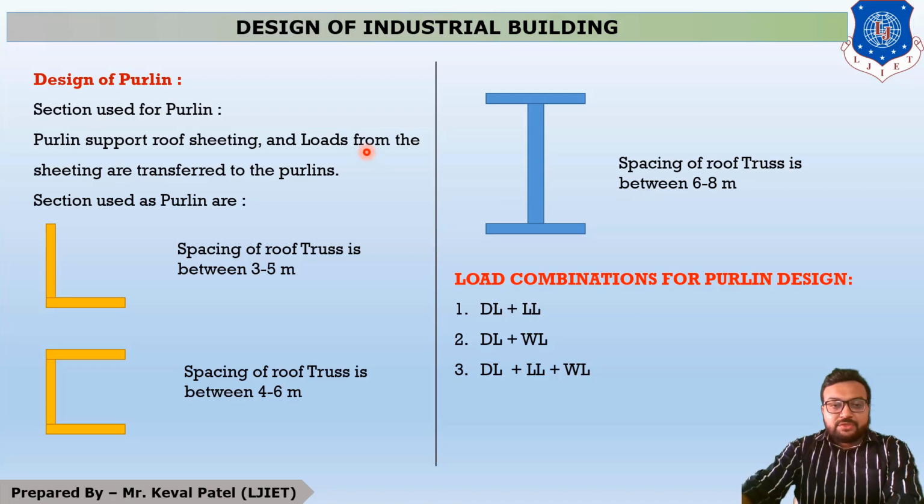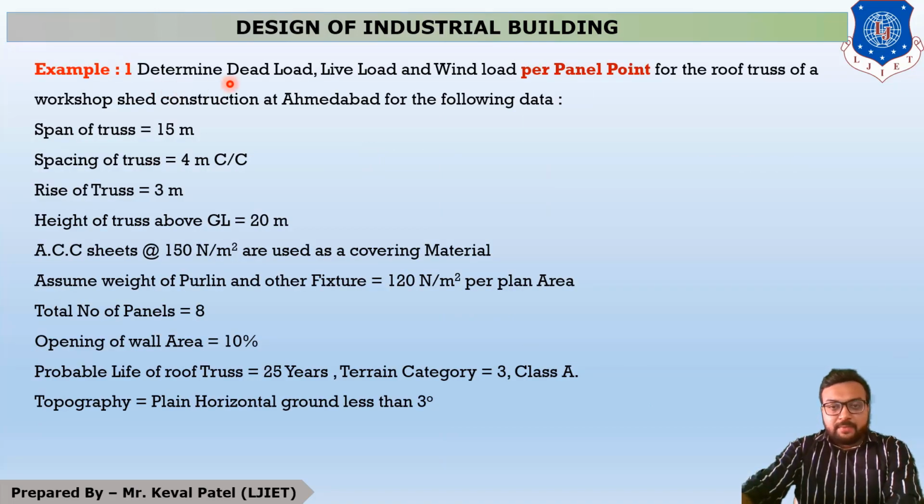So students, the question is: determine dead load, live load, and wind load per panel point. It means you have to find out dead load, live load, and wind load per panel point, that is, how much load each panel point takes, for the roof truss for the workshop shed constructed at Ahmedabad. This location is useful to find out the basic wind speed, for the following data.